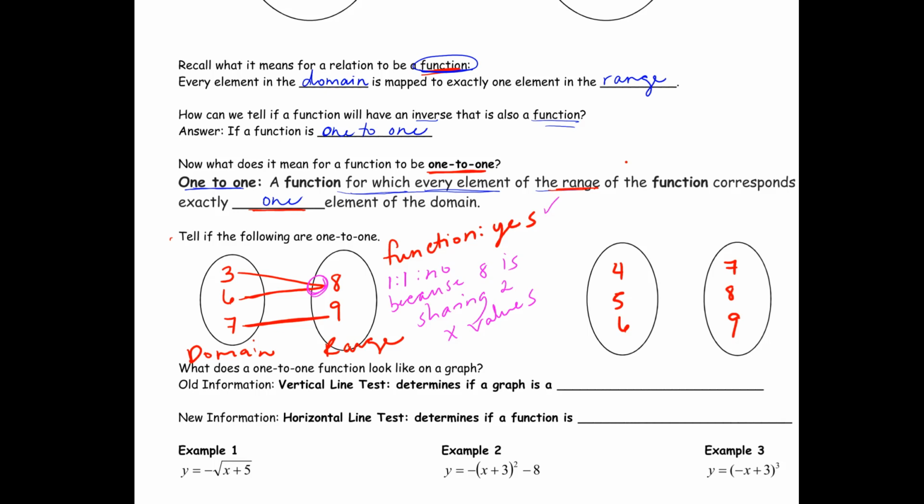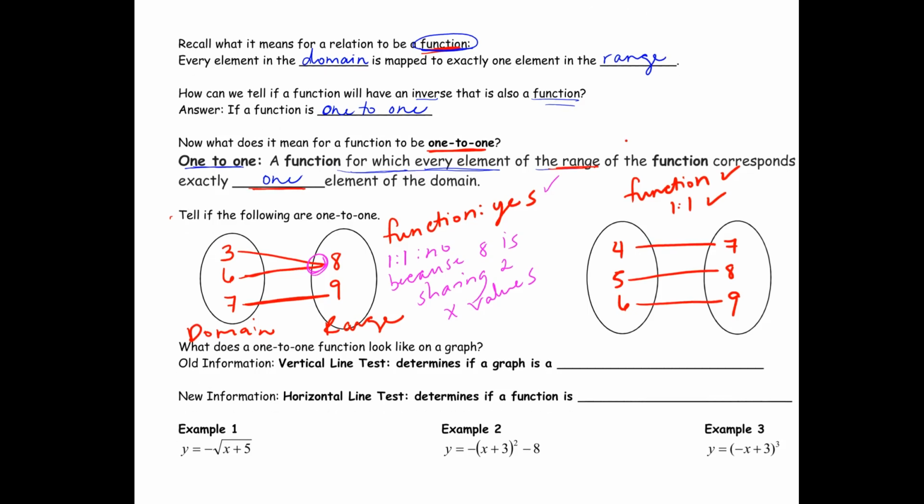Perfect. Thank you. Okay, so if we have something like this, 4 being mapped to 7, 5 being mapped to 8, 6 being mapped to 9. Turn with your partner and discuss if that is a function and if it's one-to-one. Yes. Okay, good. I heard it. Yes, it's a function. Check. It's one-to-one. What does that mean? That means that this function has an inverse that is also a function. So the inverse would also pass the vertical line test.